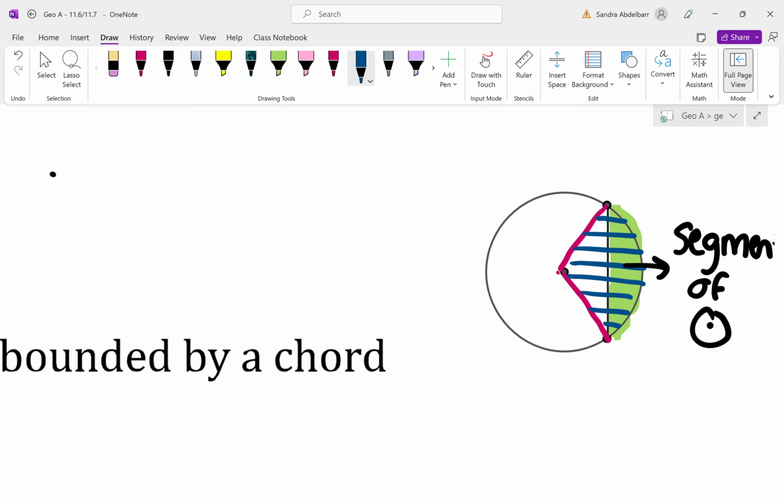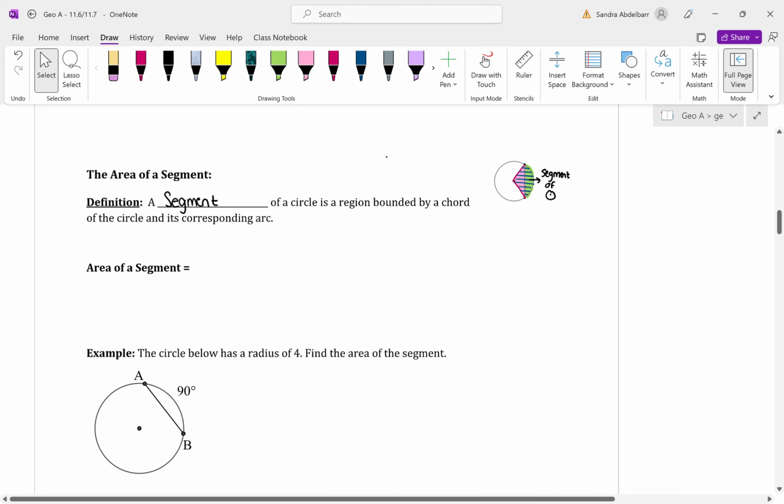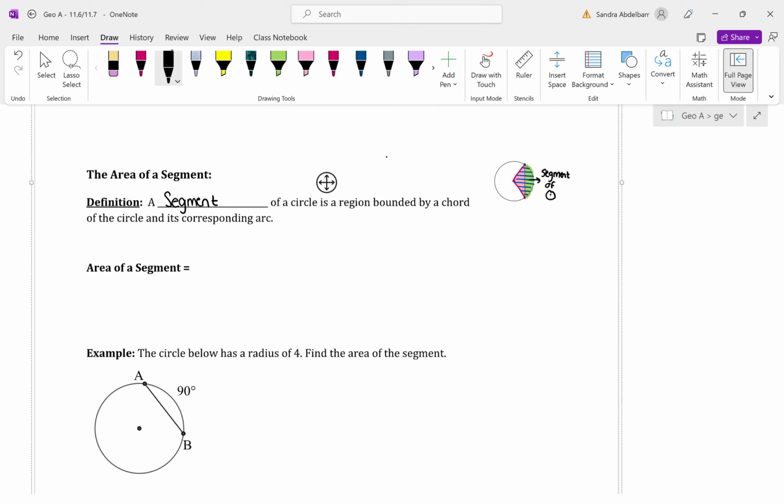Let me highlight it in pink. Does anybody see what this is that I just highlighted in pink? It's a triangle. So if I find the area of the sector, and I find the area of the triangle, and I subtract those two, wouldn't I just be left with that green area? That's what we want to do every time we want to find the area of a segment. So, formula for area of a segment, we're going to add this to our running list of formulas: the area of the sector minus the area of the triangle.